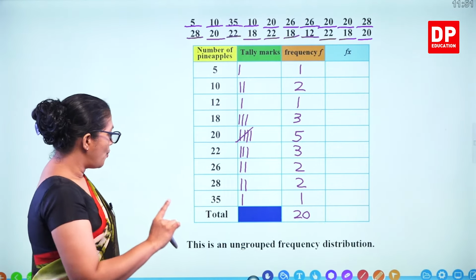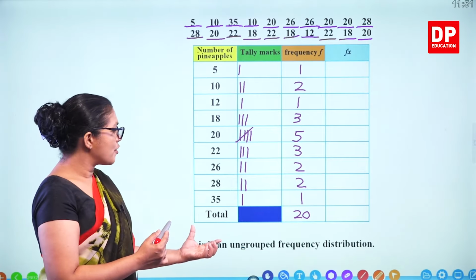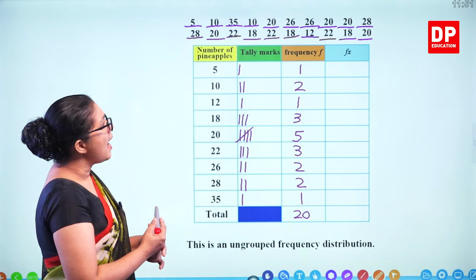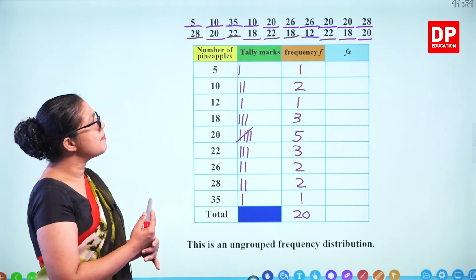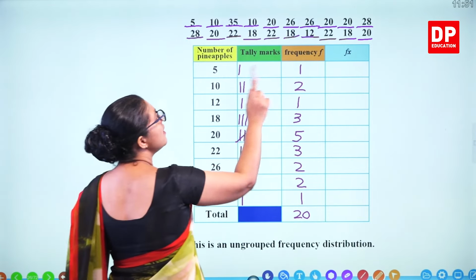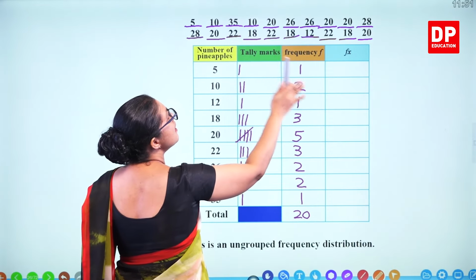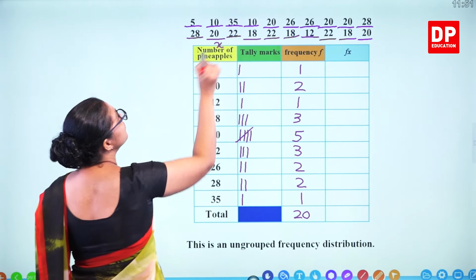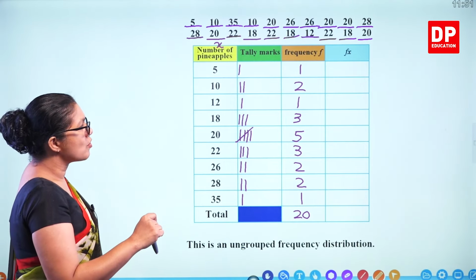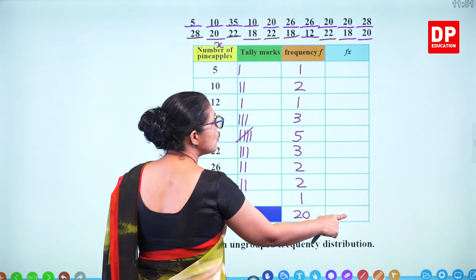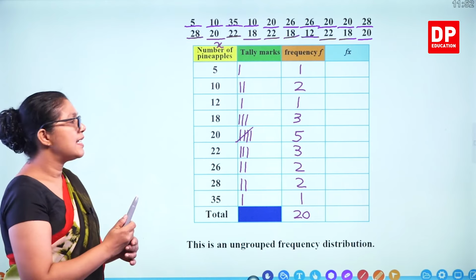Now we call this an ungrouped frequency distribution. There are no groups, just ungrouped frequency distribution. And if you want to find out the mean value in the frequency distribution, we have to find out the multiplication of the frequency with the x value. So this is the x value, number of pineapples. So we have to find out fx column, the total, and that total divided by the frequency, we call that's the mean of the data set.